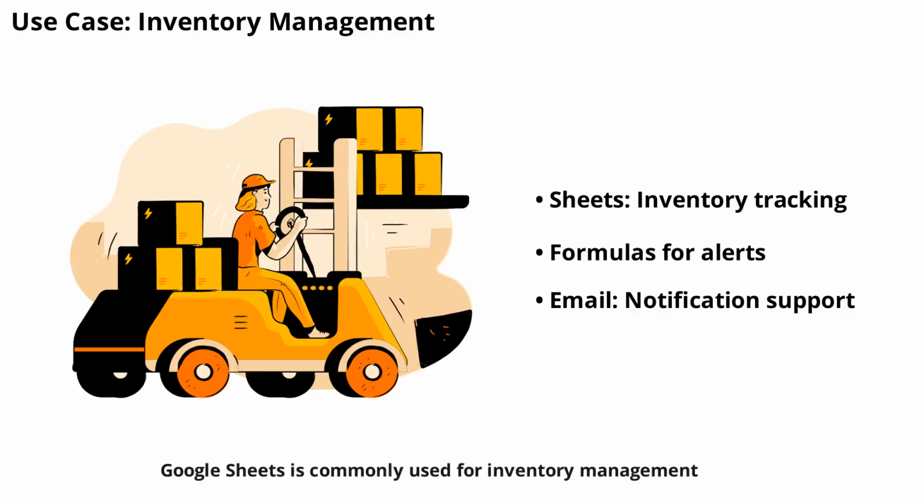Google Sheets is commonly used for inventory management. You can list products, track stock levels, and generate reorder alerts using formulas or scripts. Email automation can notify you or your team when stock is low, but it's not designed to manage inventory data. For comprehensive inventory tracking, Sheets is the primary tool, with email automation providing timely notifications.